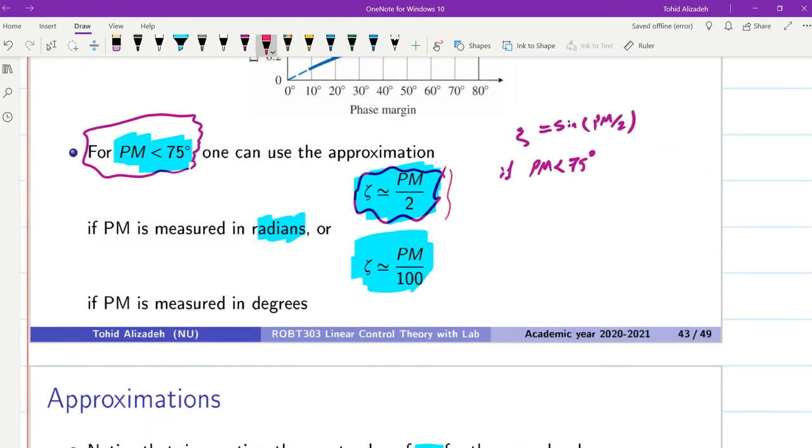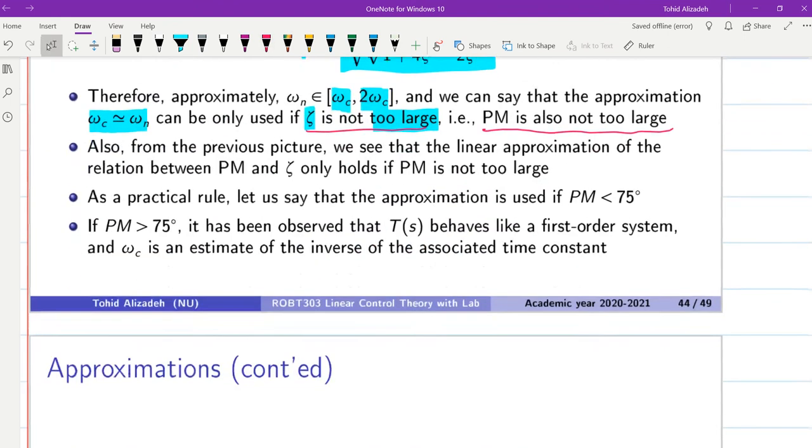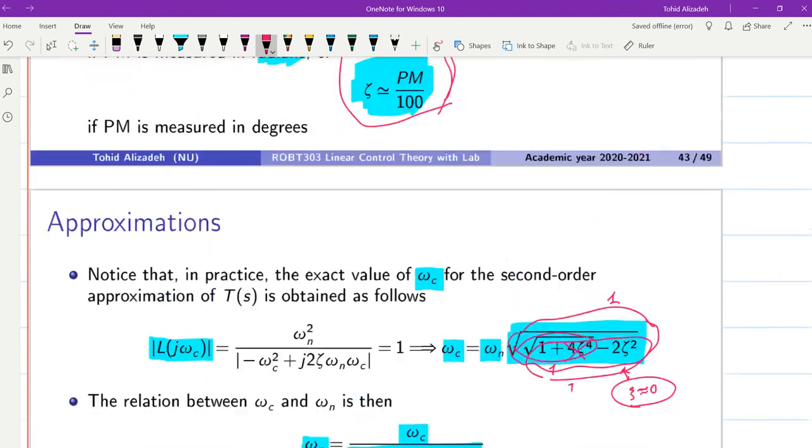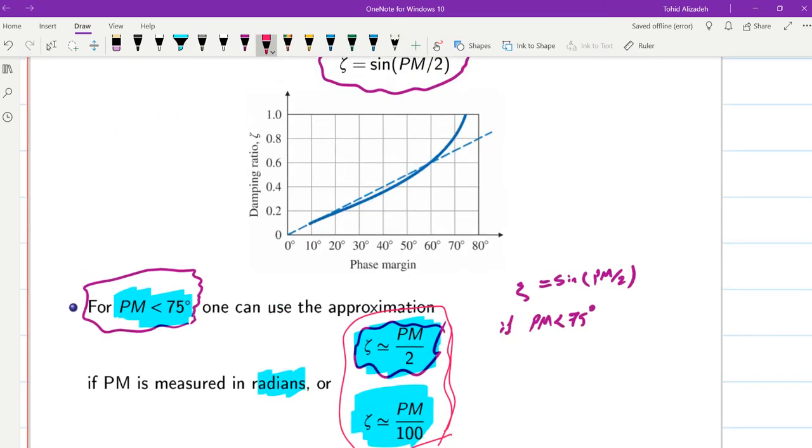Yeah? We have the phase margin over 100 or phase margin over 2 giving us the value of zeta. We also see that the linear approximation of the relation between phase margin and zeta only holds if the phase margin is not too large. We already had the case that phase margin should be smaller than 75 degrees, but if you look at the graphs that we have over here, you can see that the approximation will be valid for small values of the phase margin. So as the phase margin gets smaller and smaller, the approximation that we have for zeta will become more valid.